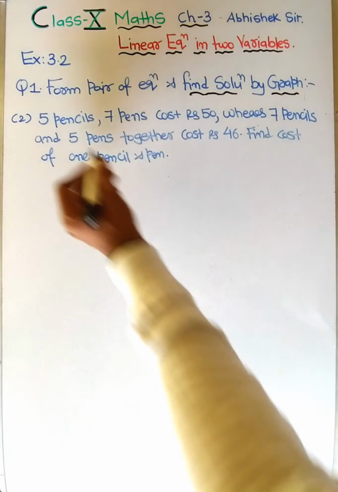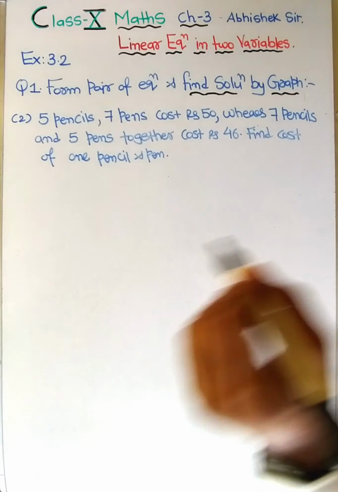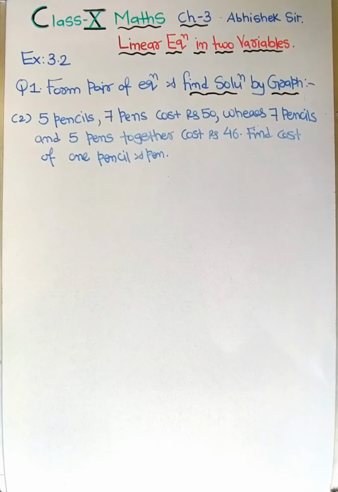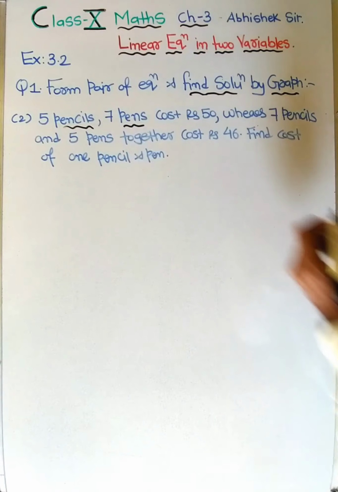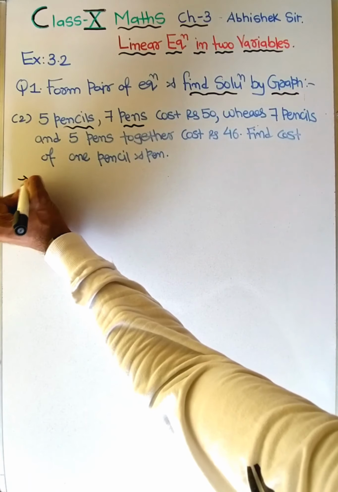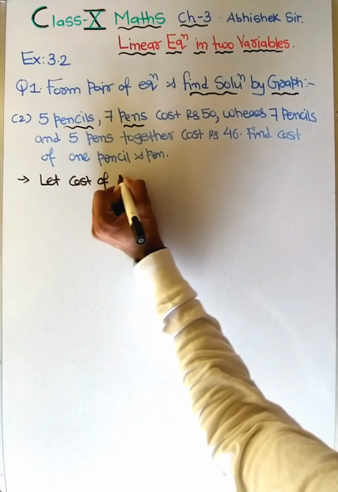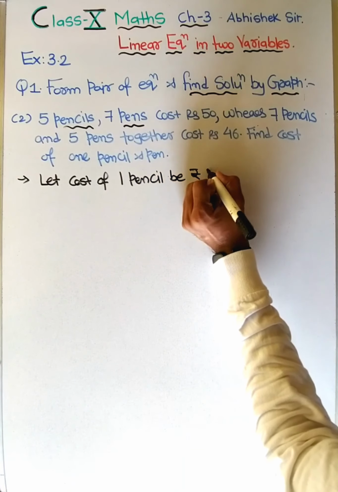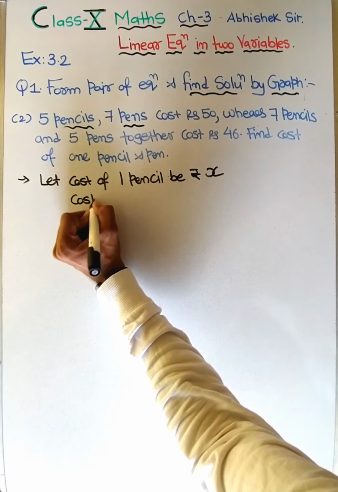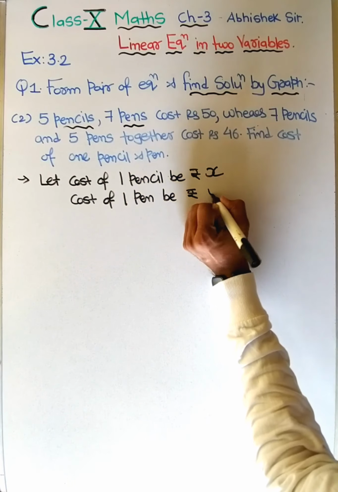Now the second question is: 5 pencils and 7 pens cost rupees 50, whereas 7 pencils and 5 pens together cost rupees 46. So ultimately we have to assume one variable for pen and one for pencil. Let us start. Let the cost of one pencil be rupees X and the cost of one pen be rupees Y.